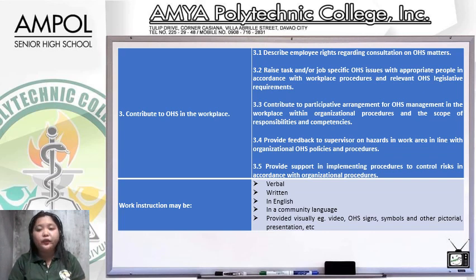And also the fifth, you have to provide support in implementing procedures to control risks in accordance with organizational procedures. And then also when you say work instruction, the work instruction may use verbal, written in English, in a community language, provided visually, like for example video, OHS signs, presentations. So those are an example.